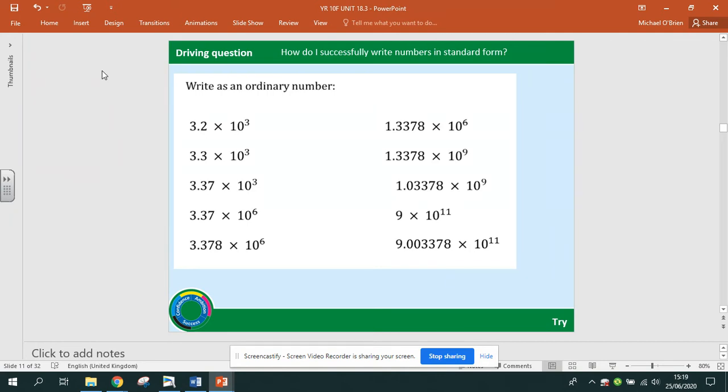Okay, here's some for you to have a go at now. So you've got 3.2 times 10 to the 3 all the way down to 9.003378 times 10 to the 11th. Okay, pause the lesson, work out your answers, and return back to me when you're ready.